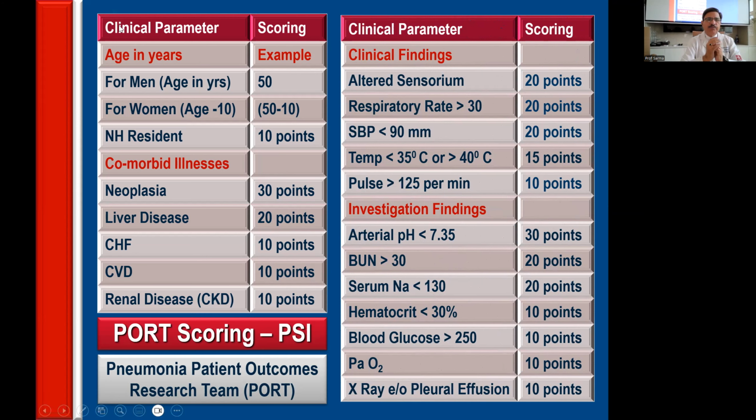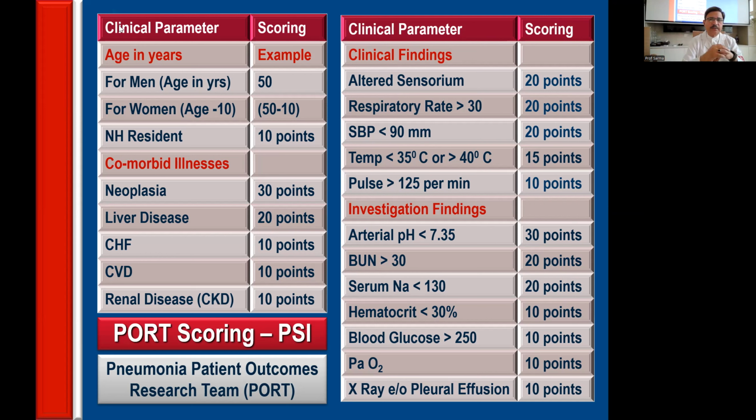Now, first thing is what is the age of the patient, whether he has got comorbidity. Age of the patient, as it is you take. But if it is a woman, then 10 points less. Comorbidities like neoplasia, liver disease, congestive heart failure, cerebrovascular disease, kidney disease are given depending on the weightage 30, 20, 10, 10, 10 points. Now I have to use the clinical parameters, then the investigatory.